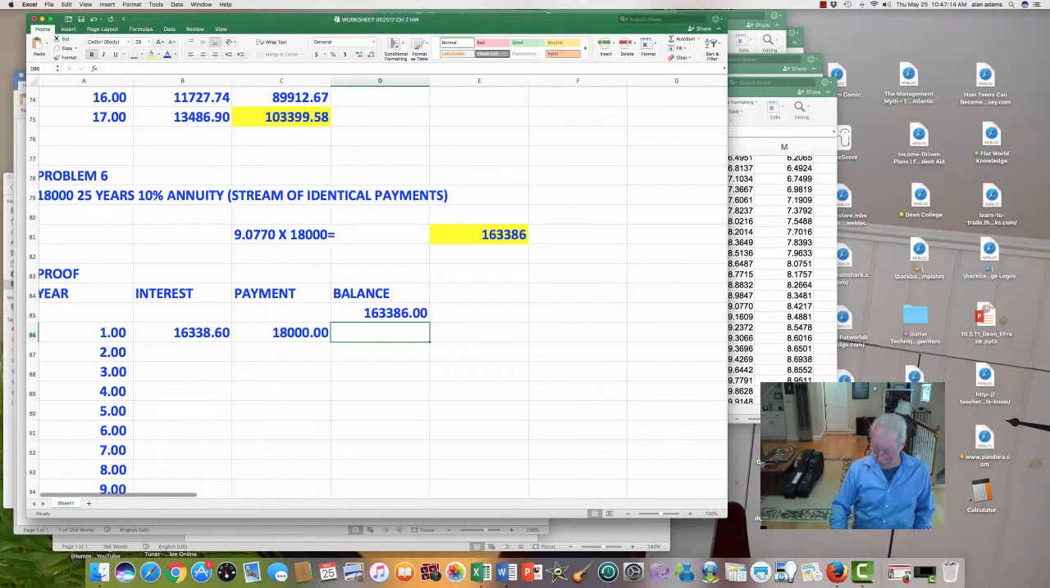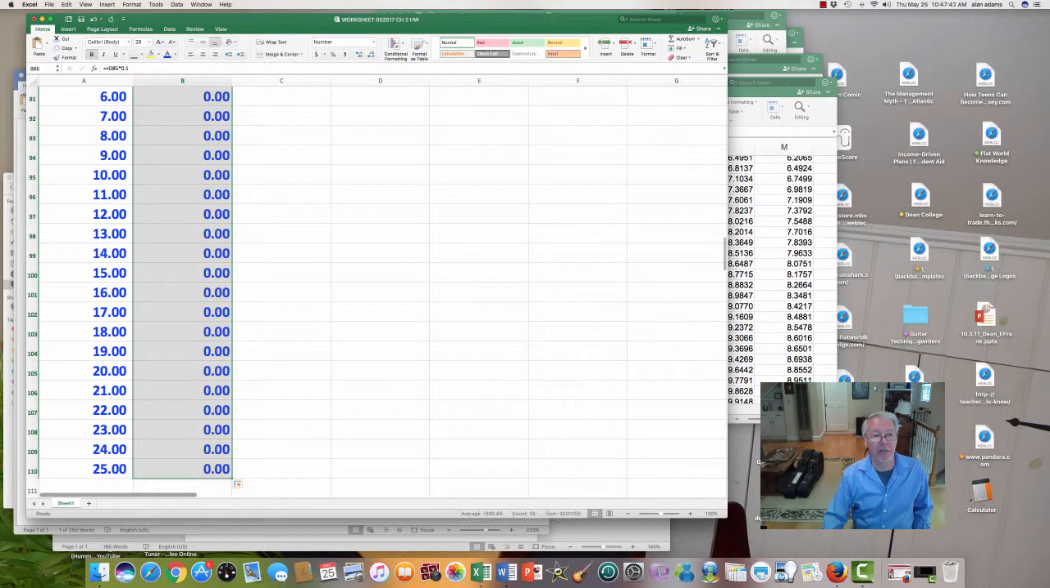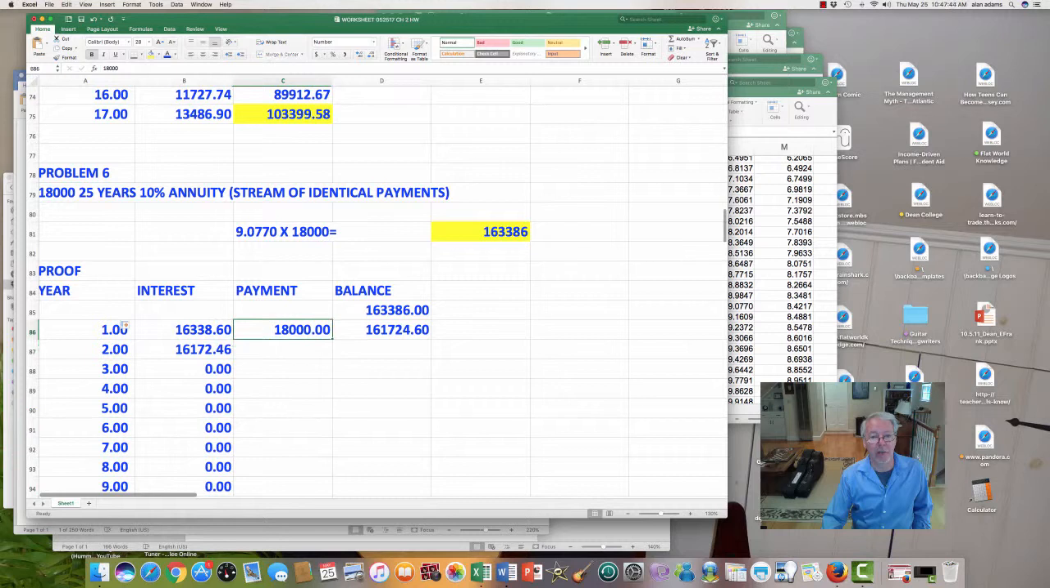Now, here's his running balance at the end of year 1. He started with 163,386. During year 1, he adds another 16,338 of interest, and then he subtracts 18 grand. He draws it out. So now he'll only have 161,724 left. That's fine. That money will still make money for him, and it will do so every single year for the next 24 years. Every single year, Bill is going to take 18,000 out.